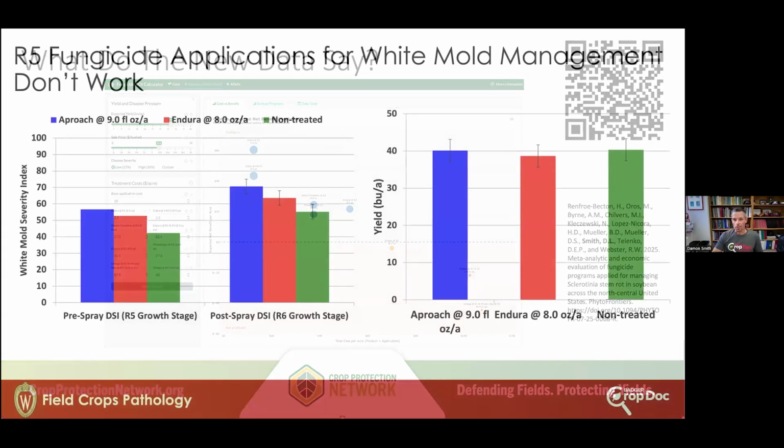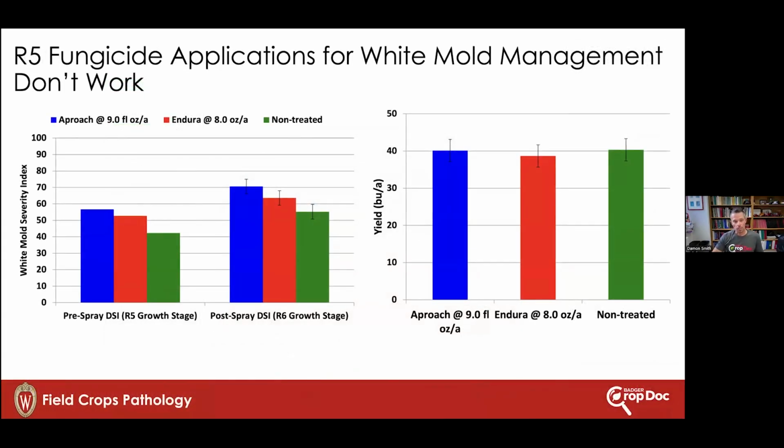Just a word about spraying too late. I've shown this before. This was some data that we took up at Hancock a few years back in one of their commercial fields. At that time, we were doing a lot of work with Approach and Endura. We actually came in at R5. We rated the disease level, and we had visible disease present at that R5 growth stage. And you can see where you put a fungicide on it, it didn't slow anything down, and we got no response in terms of yield.